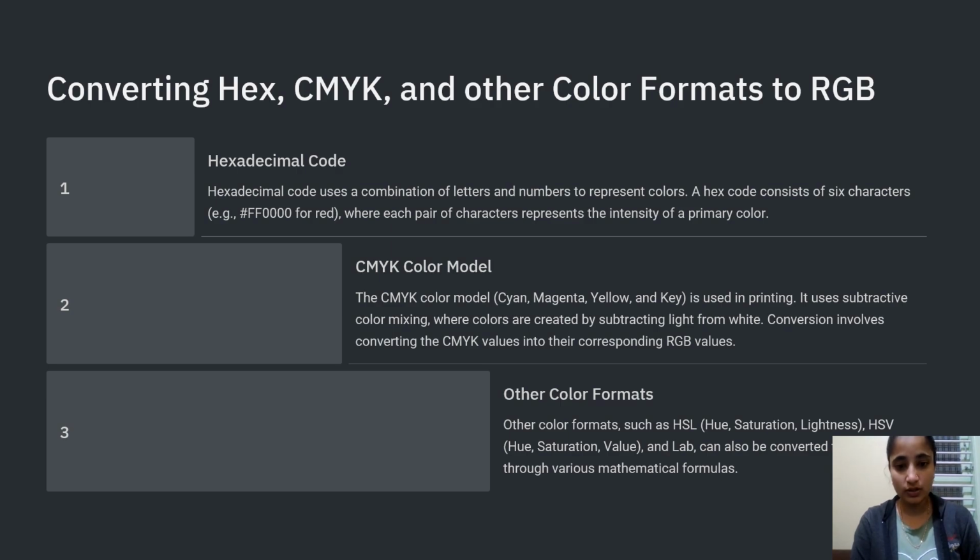CMYK color model. The CMYK color model, that is cyan, magenta, yellow and key, is used in printing. It uses subtractive color mixing, where colors are created by subtracting light from white. Conversion involves converting the CMYK values into their corresponding RGB values. Other color formats such as HSL, hue, saturation and lightness, and HSV, hue, saturation and value, and Lab can be converted through various mathematical formulas.